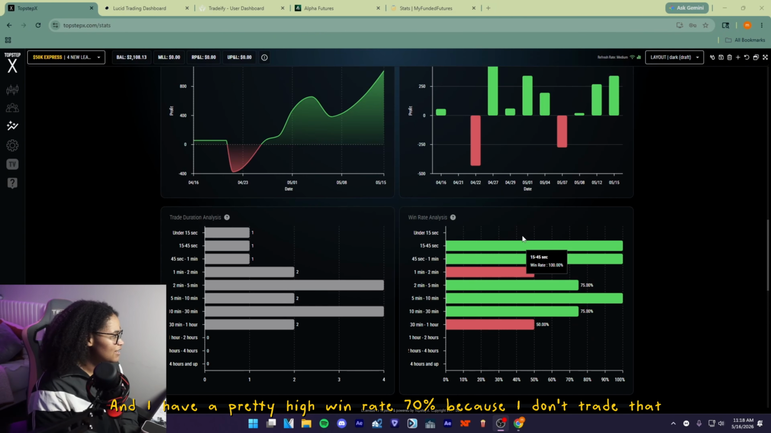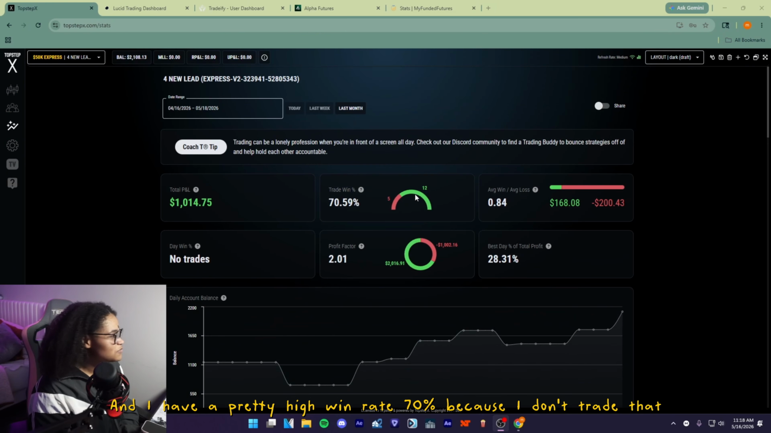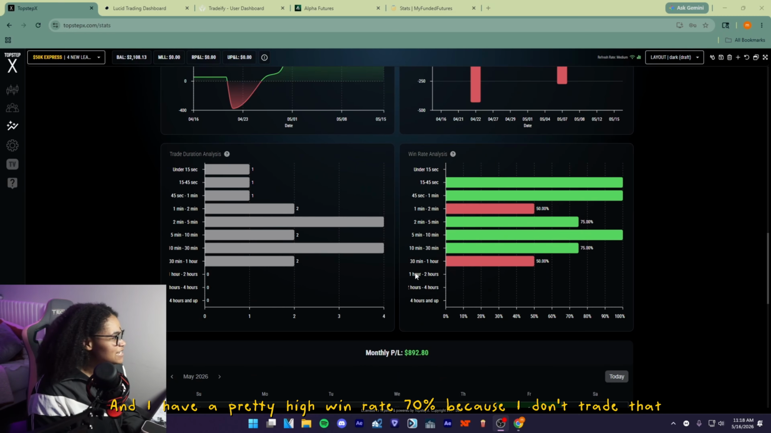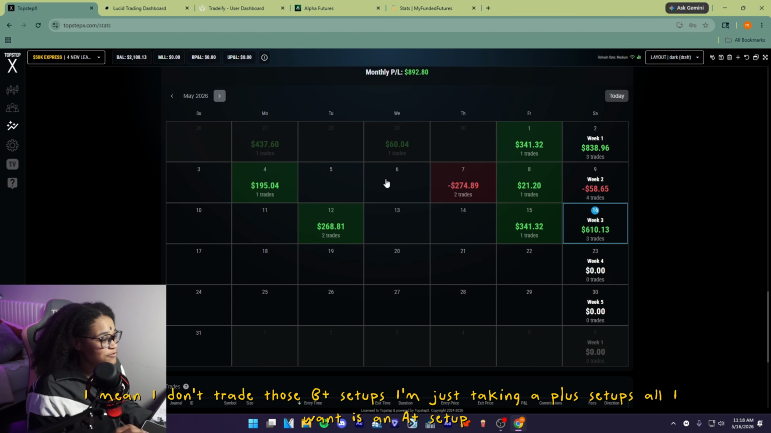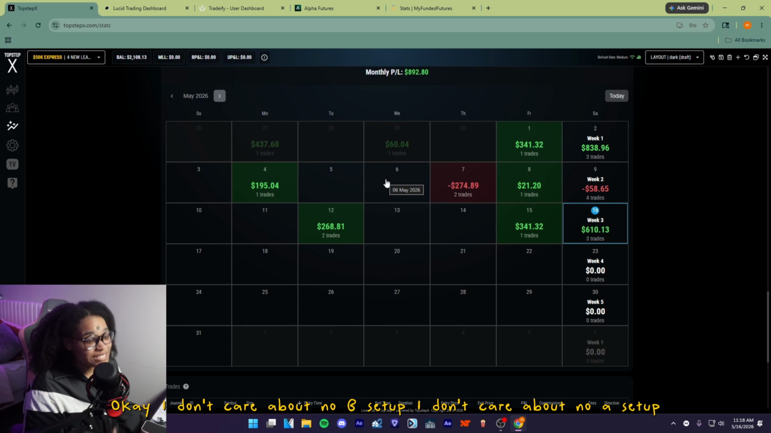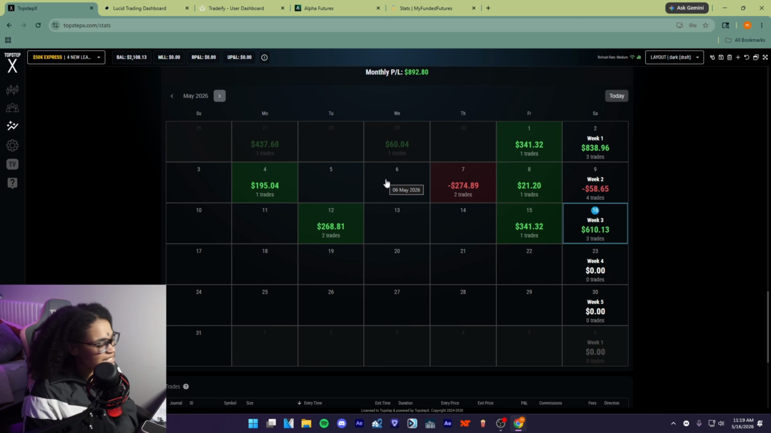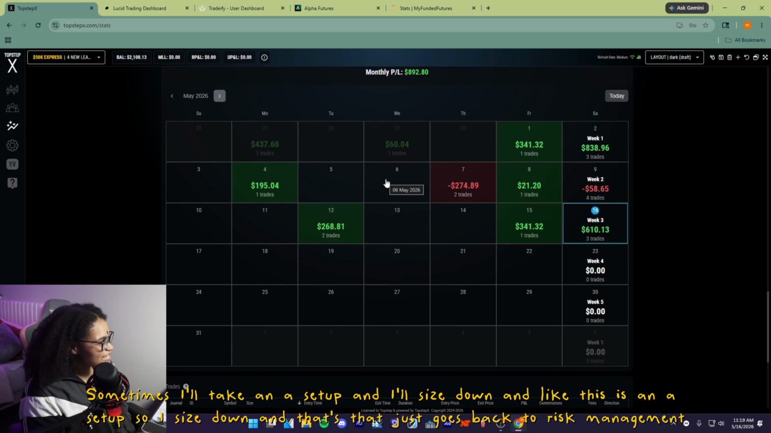And I have a pretty high win rate, 70%, because I don't trade those B+ setups. I'm just taking A+ setups. All I want is an A+ setup. I don't care about no B setup. I don't care about no A setup. Sometimes I'll take an A setup and I'll size down. Like, this was an A setup, so I sized down.